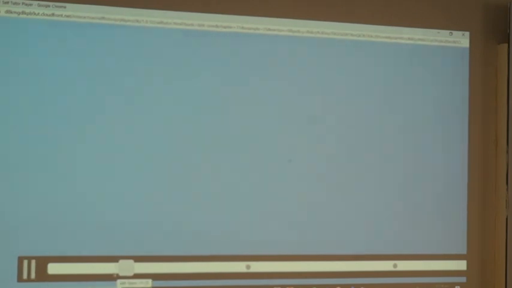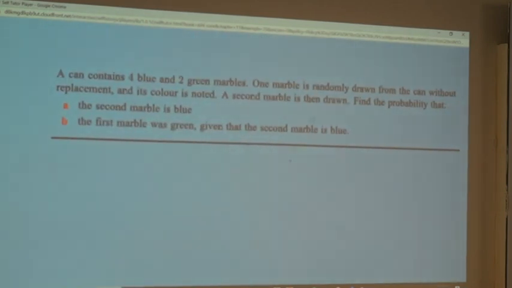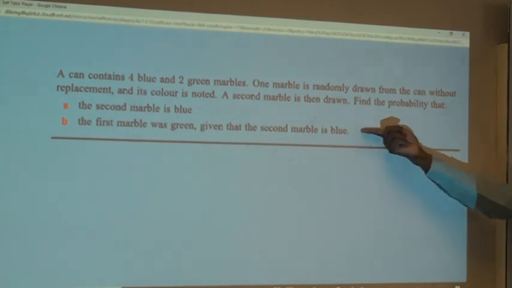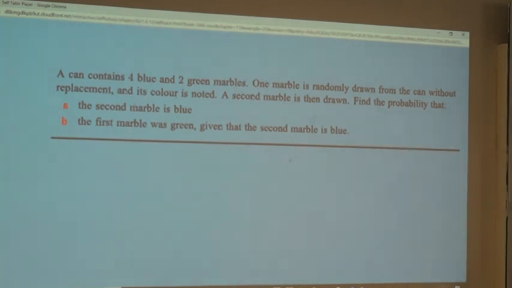In this example, we explore Bayes' theorem, which is a formula for calculating conditional probability. Two marbles are randomly selected from a can without replacement. The selections are therefore dependent. Notice that in this question, we are working towards a conditional probability that the first marble is green and the second marble is blue. We label these events A and B respectively.